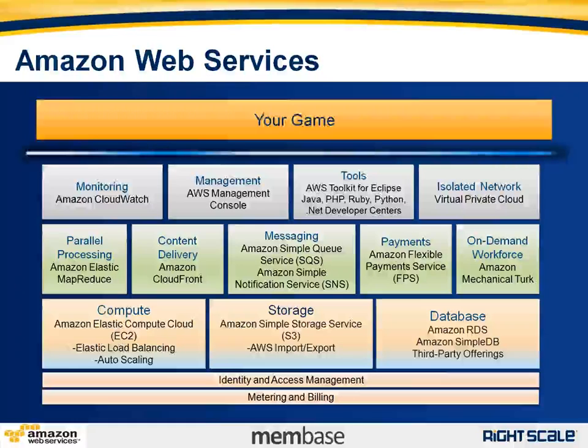At the next level up, we have services for compute, the Elastic Compute Cloud for hosting, Simple Storage Service for storing large amounts of data, complemented by Import/Export for being able to ship us disk drives and have us import large amounts of data. Multiple database offerings, including Relational Database Service, or RDS, which is a hosted version of MySQL. Amazon SimpleDB is a NoSQL, a non-relational database. And you can also run the third-party database of your choice. Higher-level services for parallel processing, content delivery, messaging, payments, the Amazon Mechanical Turk for your on-demand workforce. And then at the top level, things like Amazon CloudWatch to let you monitor your use of other services.